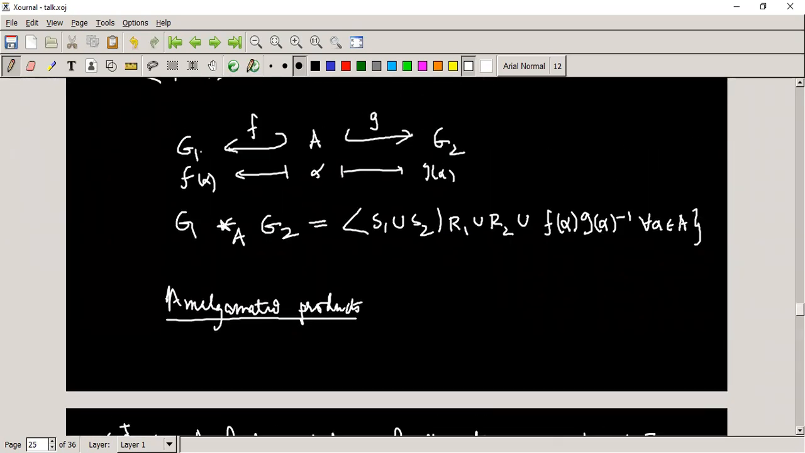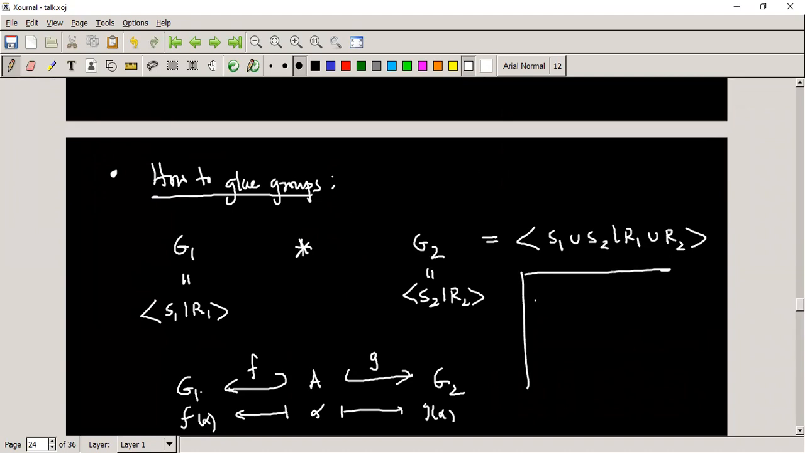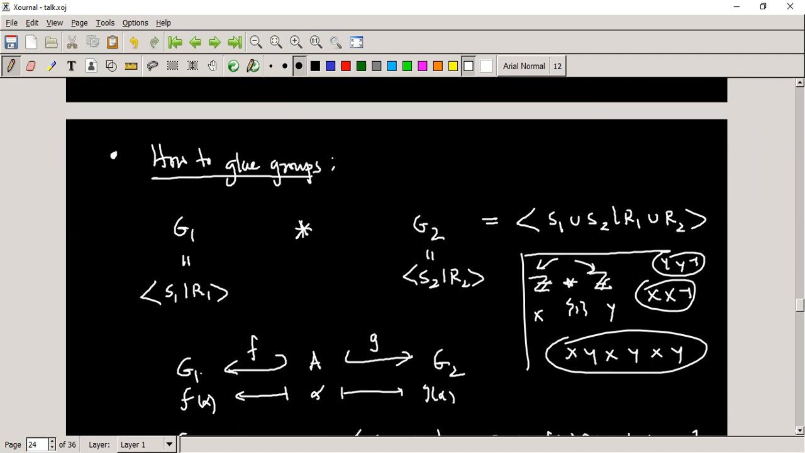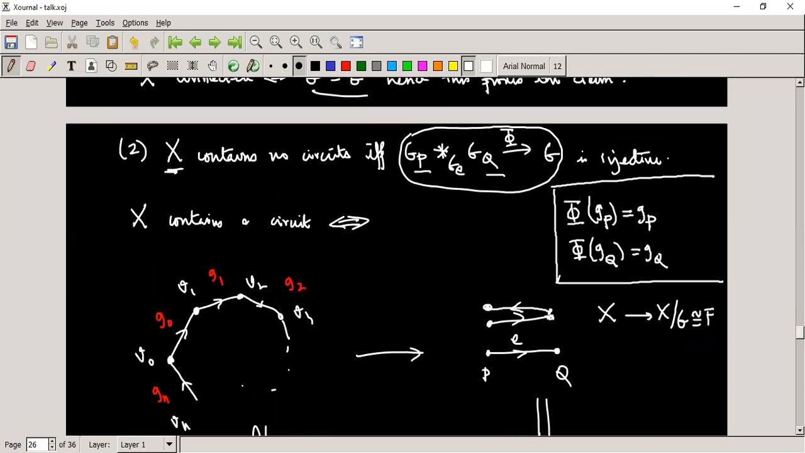For example, if you take Z star Z with just empty amalgamation here, you're amalgamating over the trivial group. This is generated by X, this is generated by Y. If you take something like XY, XY, XY, this is not the trivial word. It can never be the trivial word if there are no XX inverses or YY inverses in the expansion. There has to be a pair of consecutive elements which belong to the same factor. This of course requires a proof, but you can convince yourself that this is true. And this is exactly the technical part of the proof. That is why I'm not going there.